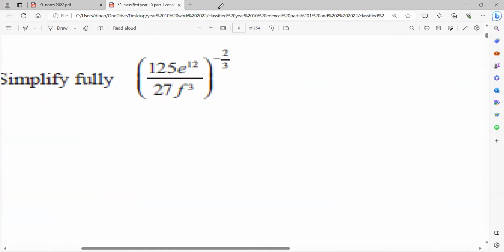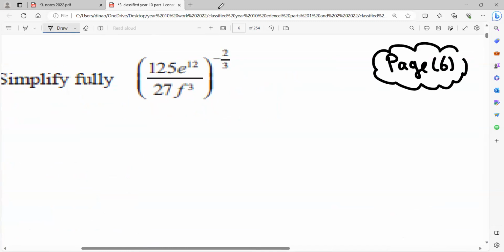Classified part 1, page number 6. Please pay attention, as this is the last time I'm going to explain questions related to negative powers. Okay, so first let's do the checklist. The checklist is to check all the items inside and check the powers.